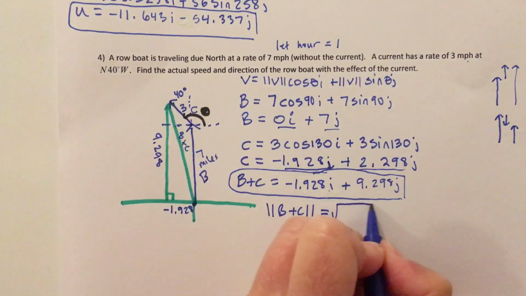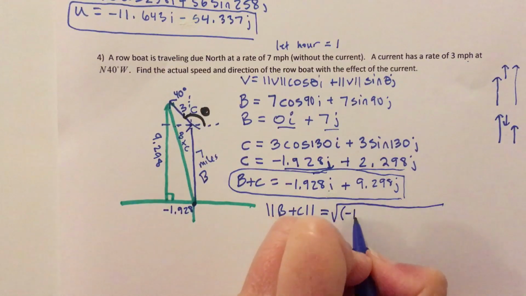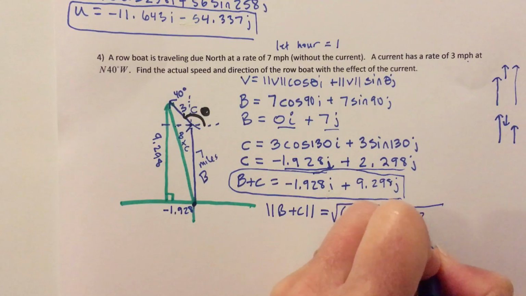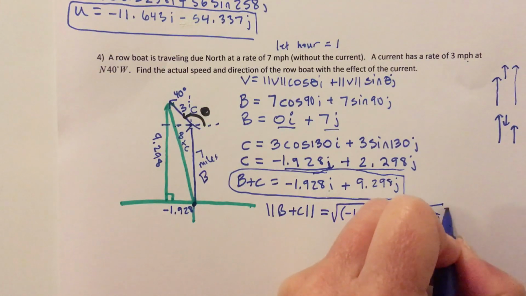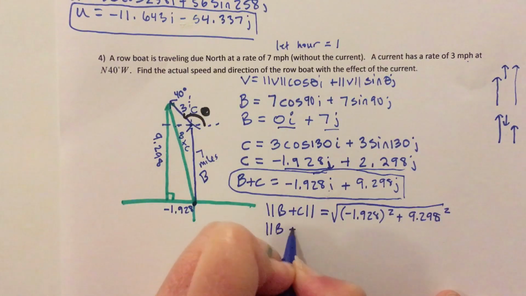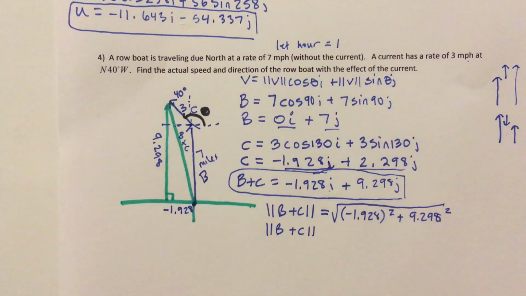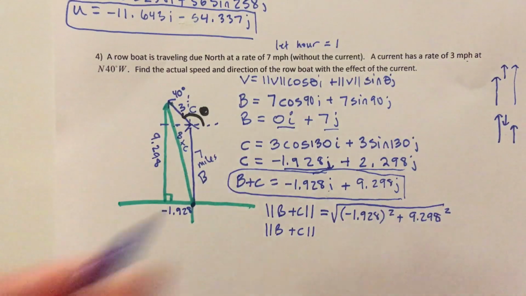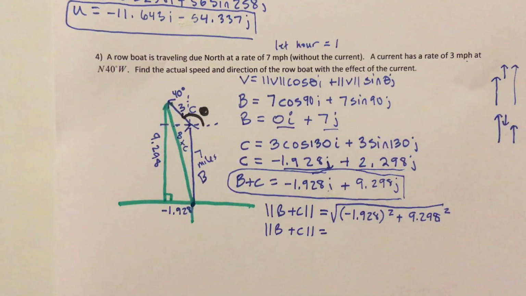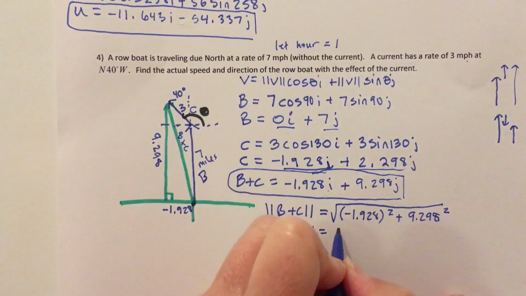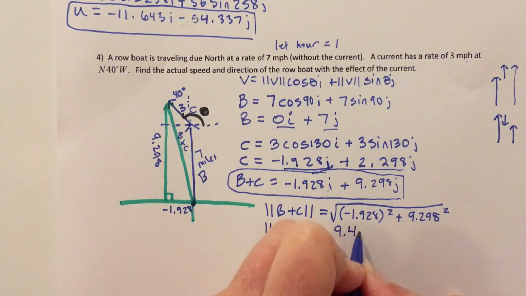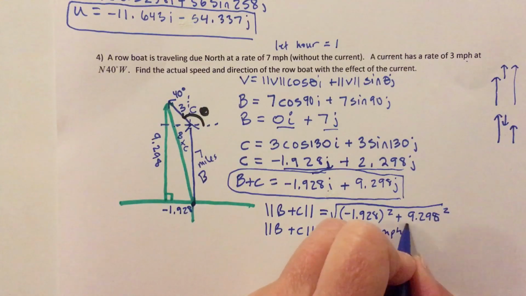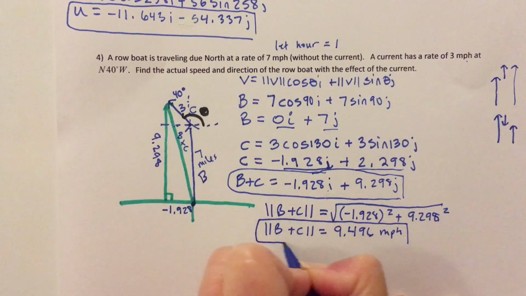So square root, again, if you want to use that negative, make sure you put it in parentheses, plus 9.298 squared. So just type that into your calculator. You should get something bigger than 7, obviously. In fact, you should get something bigger than that. And if you don't, it just means you typed the negative in wrong. So you get 9.496 miles per hour. Make sure your magnitude is always longer than both sides.